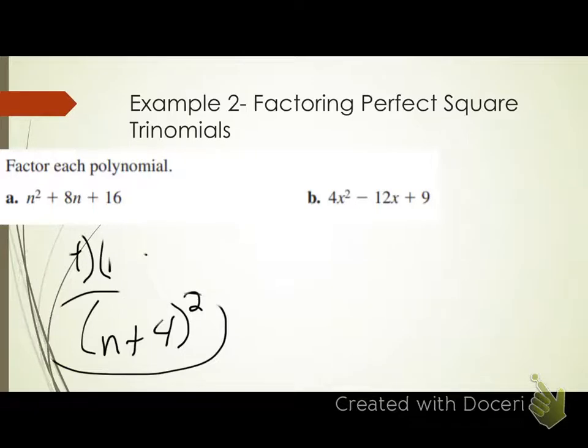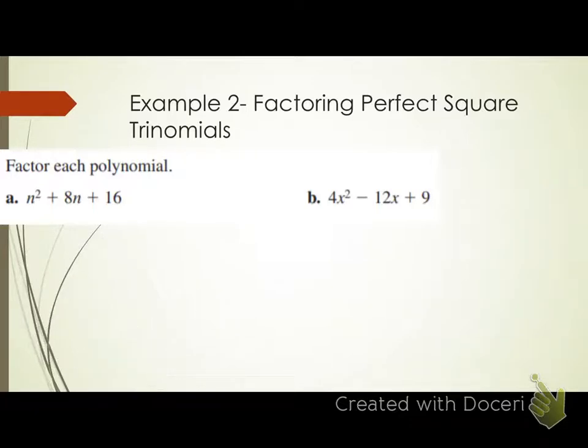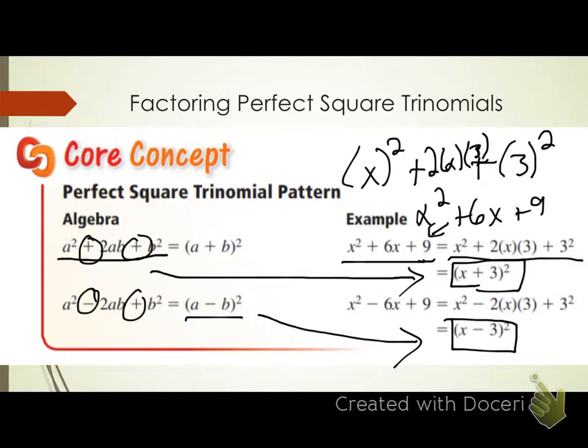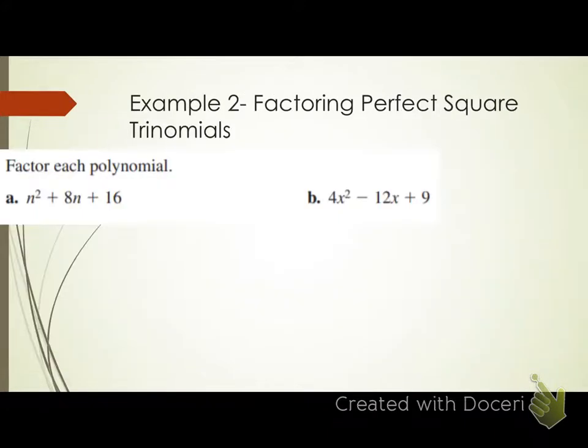Let's look at letter B. Let's do the first method that we learned today, where we're using our perfect square trinomials pattern, a minus b squared. I know it's going to be a minus b squared because it has a minus and a plus instead of a plus plus.